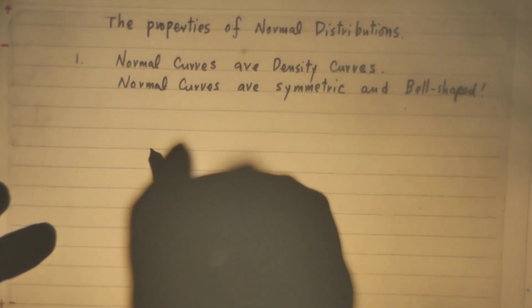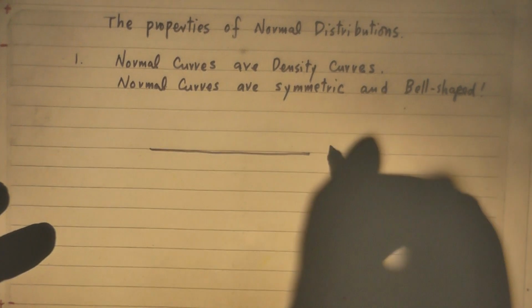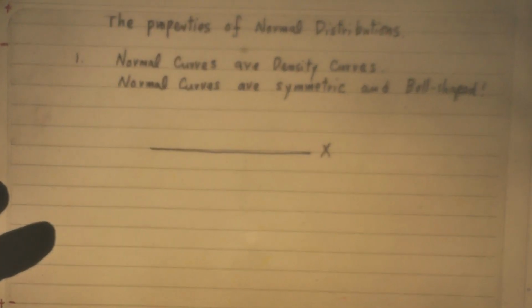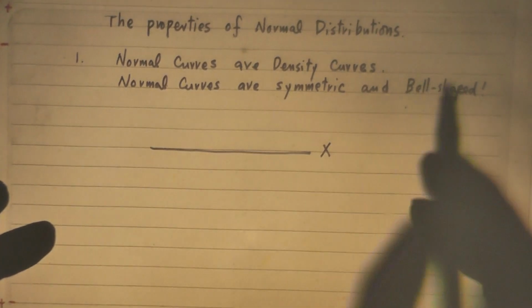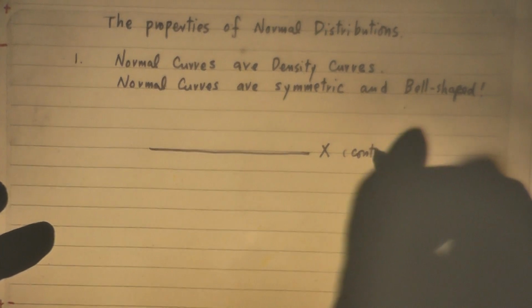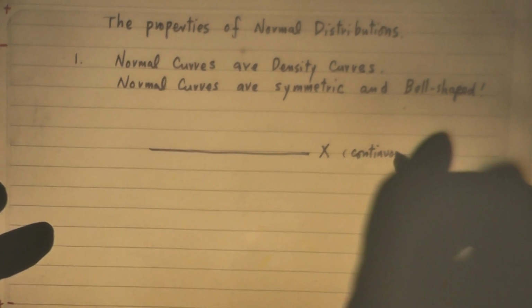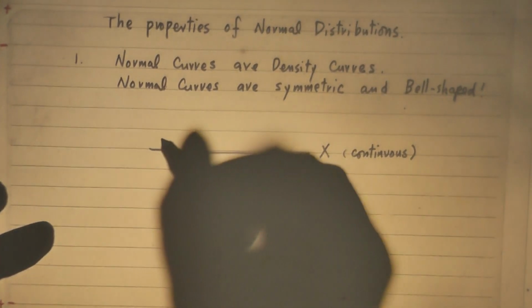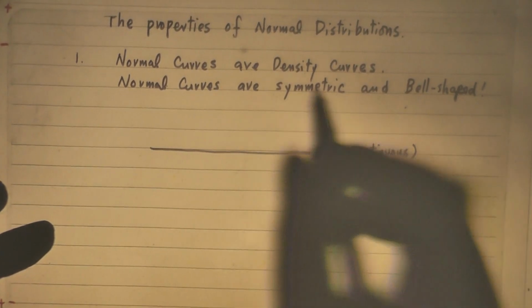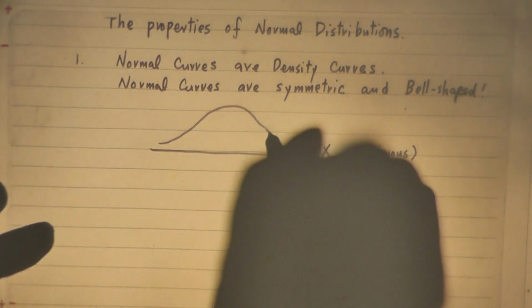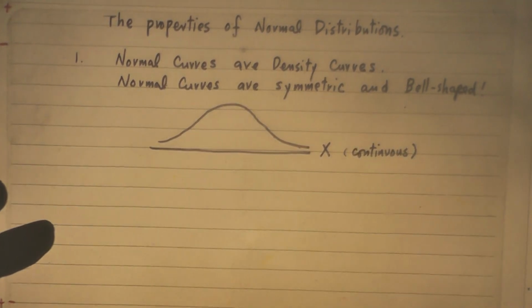So, say X is a variable of interest. Since it's a density curve, X is a continuous variable, or you say continuous random variable. A normal curve is symmetric and bell-shaped. This is a bell shape, okay?